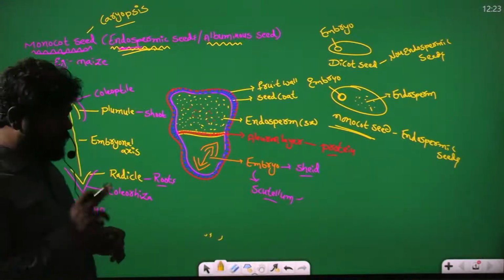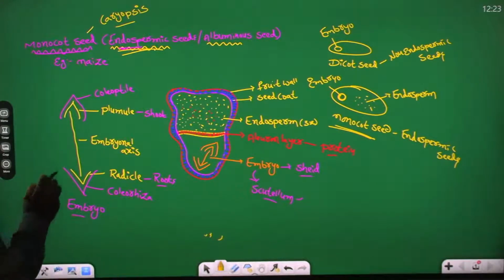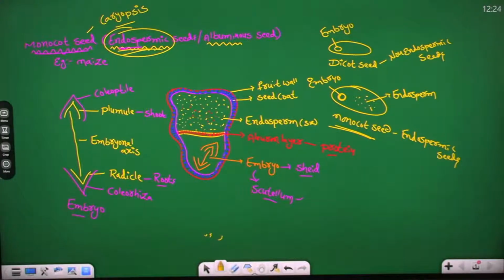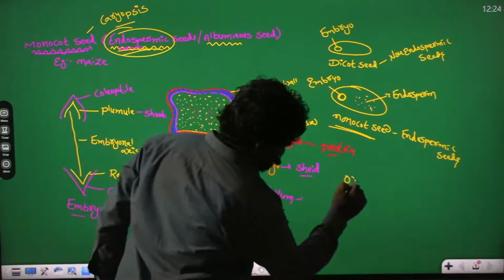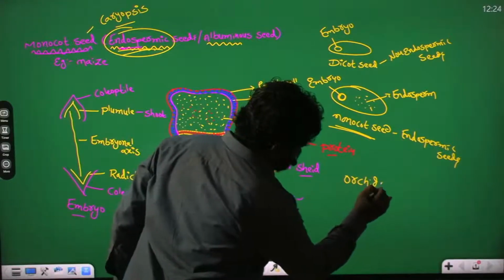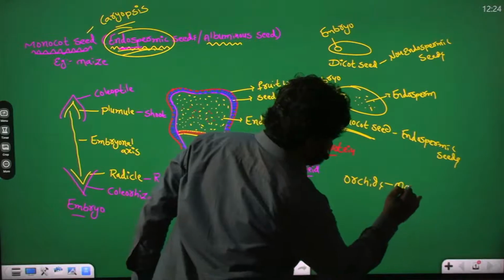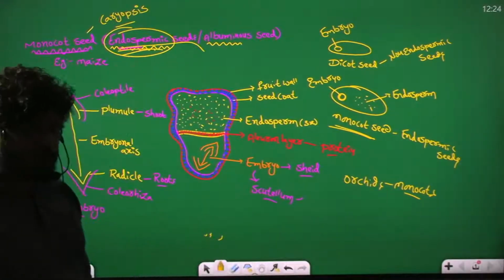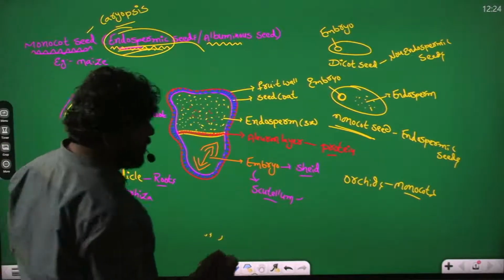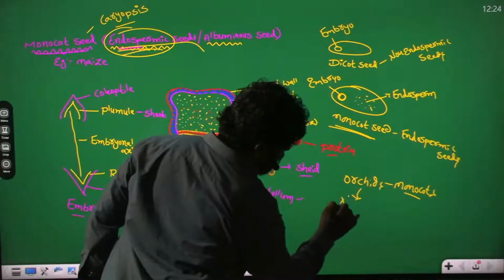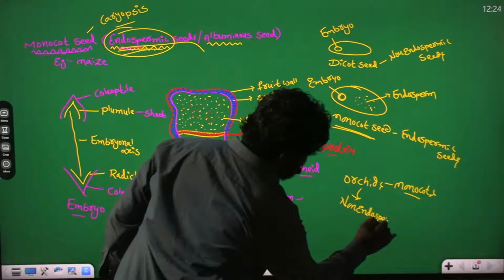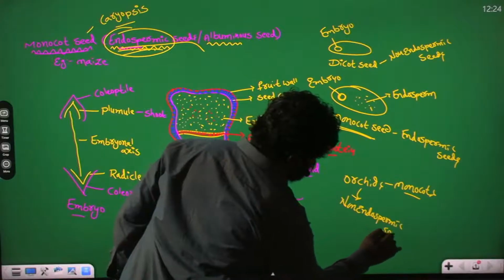See, listen, one exemption is there. Generally monocots produce what? Endospermic seed. But one exemption is there, orchid. Orchids are monocots. Monocots are capable of producing endospermic seeds, but instead, orchids produce non-endospermic seeds. It is a very, very important point.